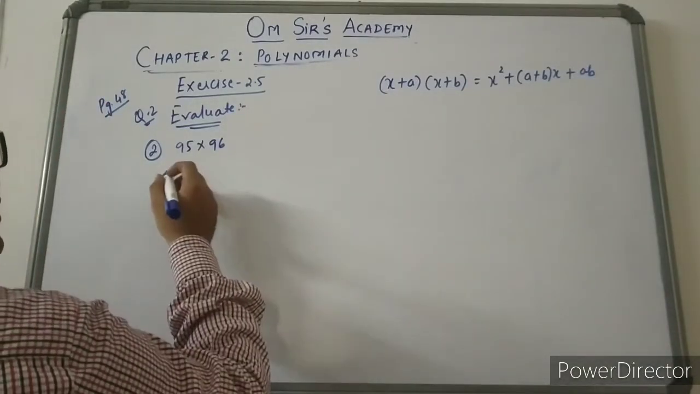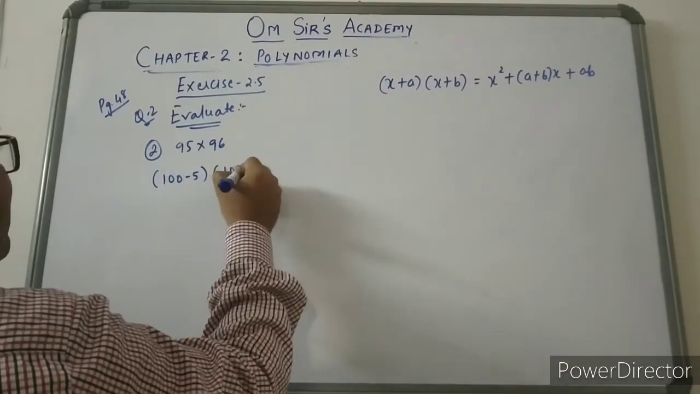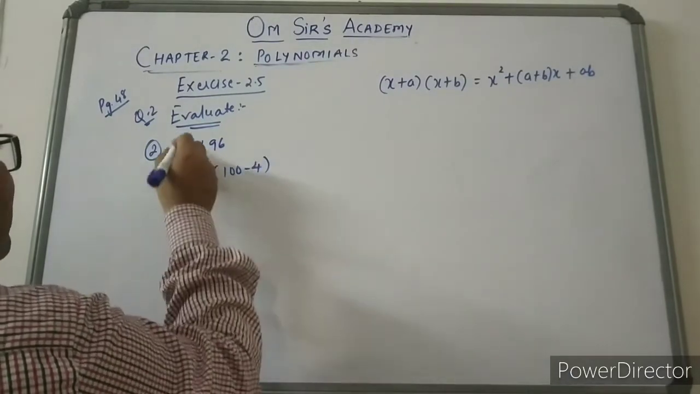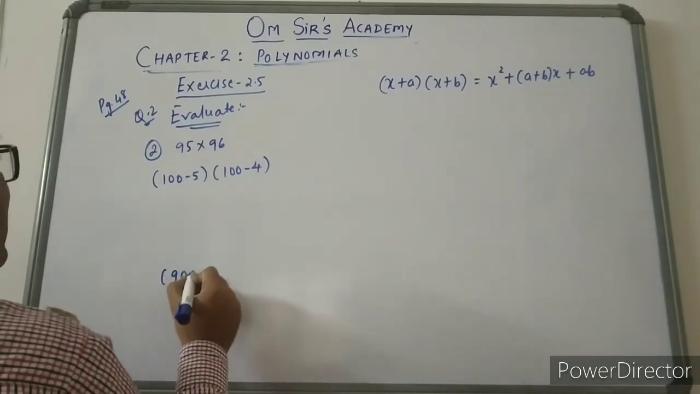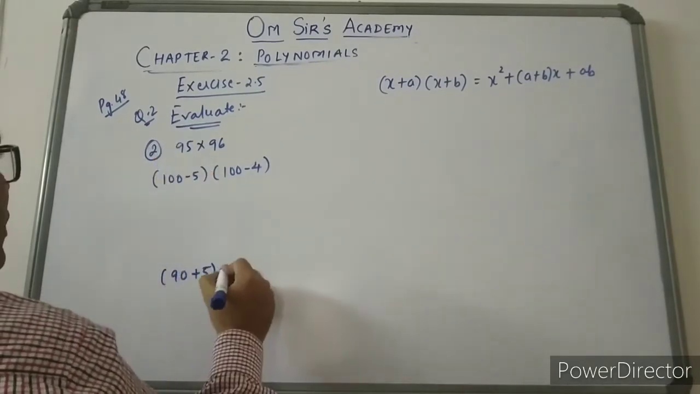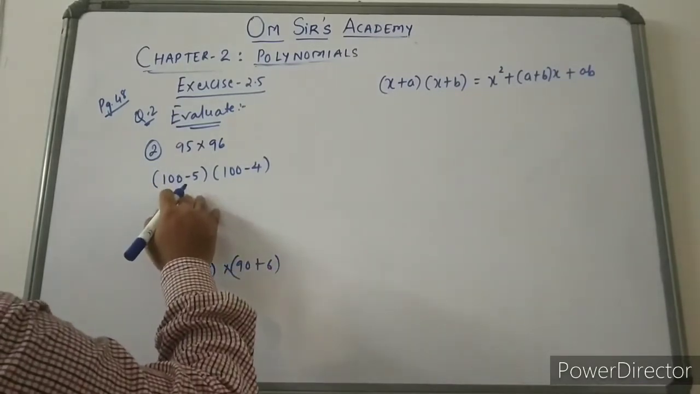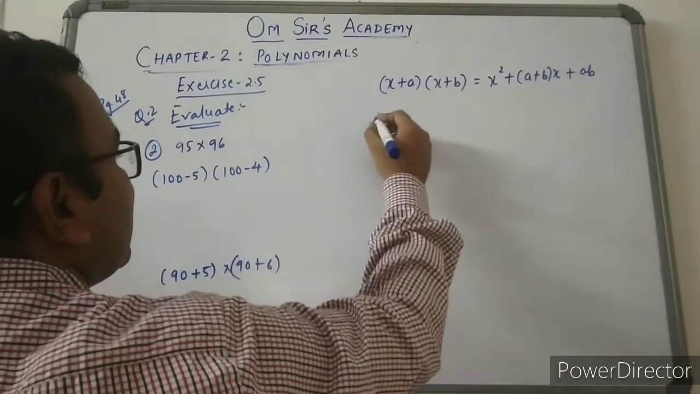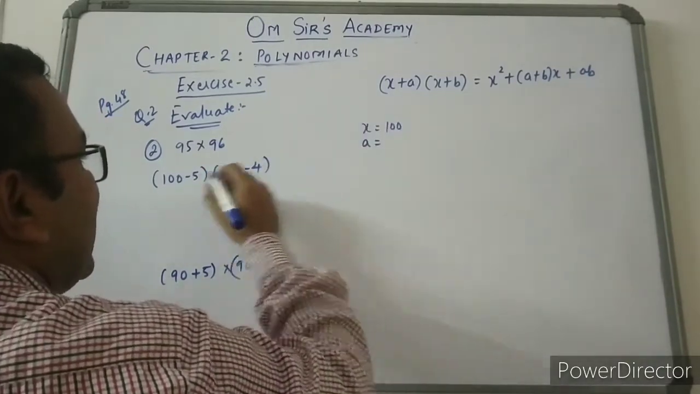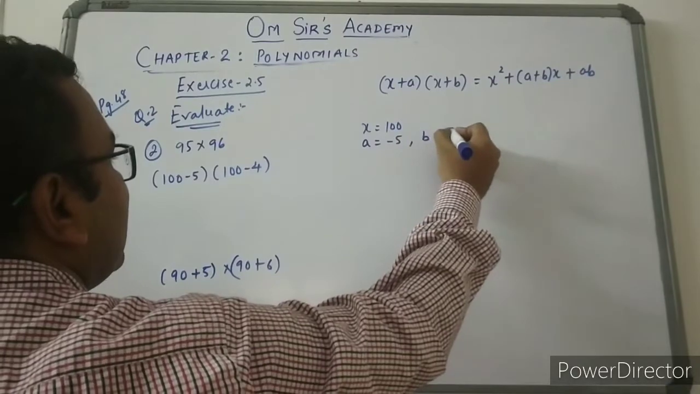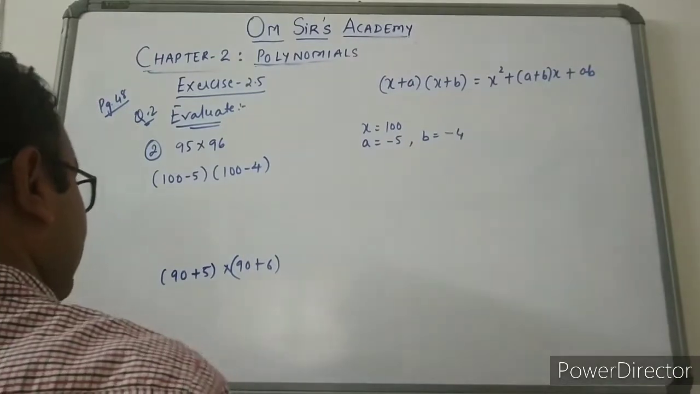We can take this as 100 minus 5 and 100 minus 4. 100 minus 5 is 95 and 100 minus 4 is 96. We can take it this way, and we can also take 90 plus 5 is 95 into 90 plus 6 is 96. Okay friends, now in the first case, instead of x we are taking 100, instead of a we are taking minus 5, and instead of b we are taking minus 4.